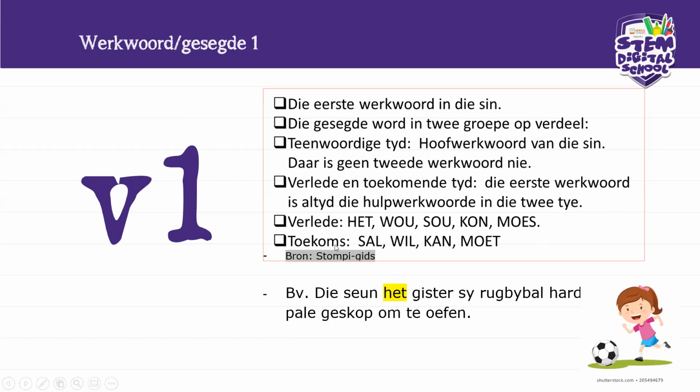And this is divided into two. Verlede tyd verbs would be het, wou, sou, kon, en moes. That's examples. And toekoms, the future verbs would be sal, wil, kan, en moet.